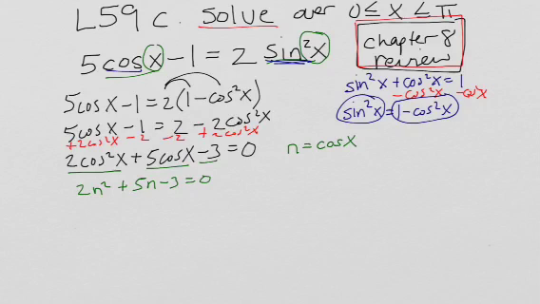Alright, now, this is a quadratic. I could just go straight to the quadratic formula, x equals negative b plus or minus the square root of b squared minus 4ac, all over 2a. But I suspect this one can be factored, so I'm going to take a stab at factoring it before I dive into the quadratic formula. So I've got 2n squared, that's probably 2n times n.